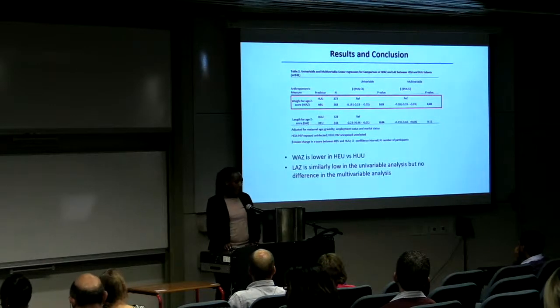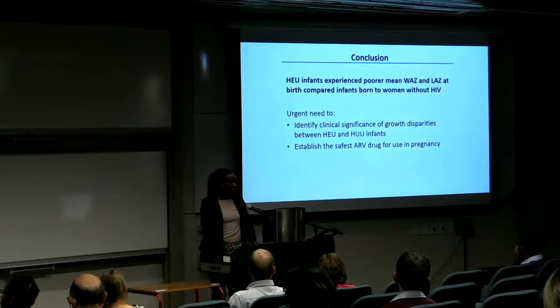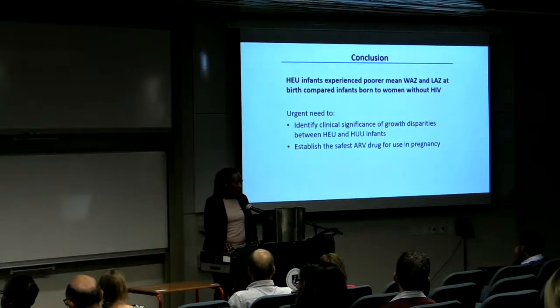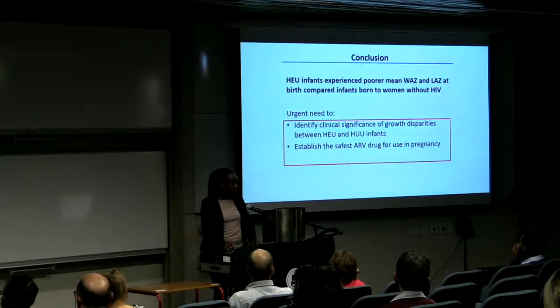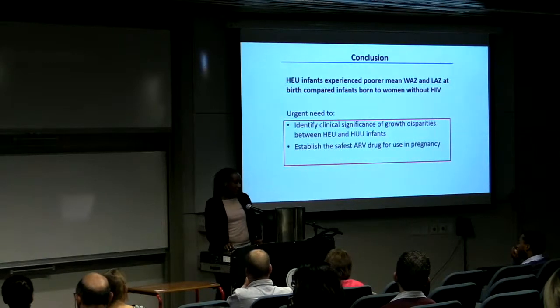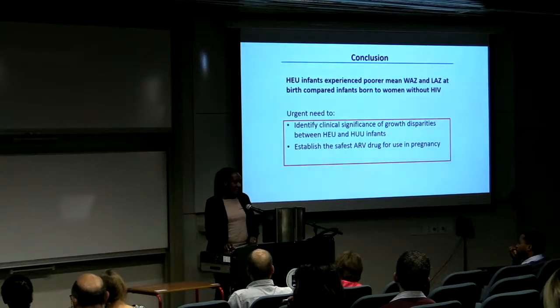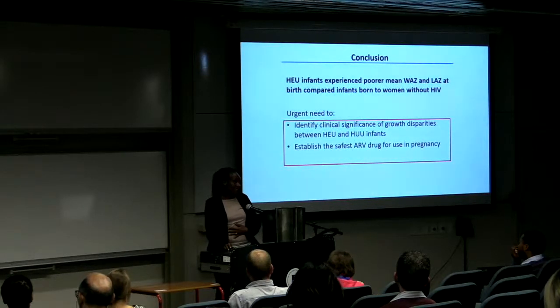So in conclusion, we observed that HIV-exposed uninfected infants experienced poorer mean weight for age Z score and length for age Z score at birth compared to infants born to women without HIV. And we feel that there is an urgent need to identify the clinical significance of growth disparities between the HIV-exposed uninfected and HIV-unexposed uninfected infants. And there's also a need to establish the safest ARV drug for use during pregnancy.